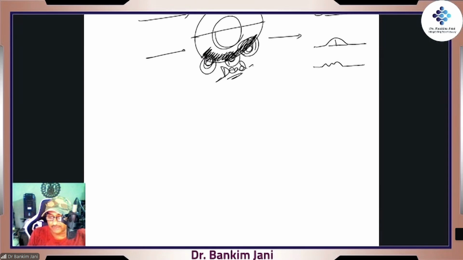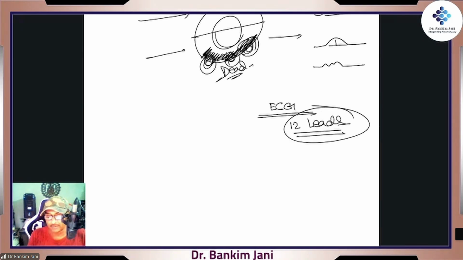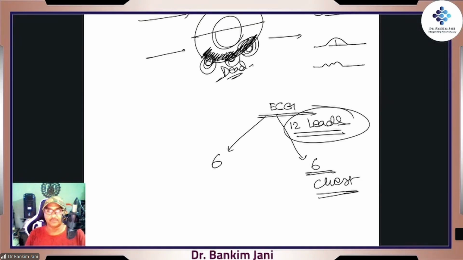In case of ECG, we use 12 leads. 6 of these are for the chest, so we just put everything onto those leads on the chest. But right now we'll be dealing with these.